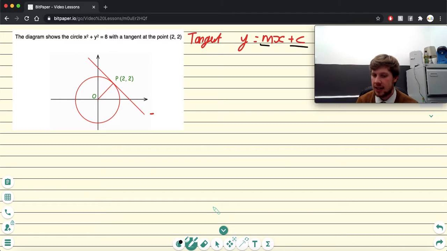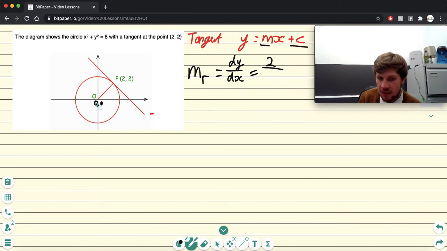We'll get onto that in a second, but first of all I'm going to work out the gradient of my radius, so I'm going to write m subscript r. My radius gradient is the difference in my y values divided by the difference in my x values. They always start at the origin, so from 0 to 2, the difference in y is 2. The difference in x, from 0 to 2, is also 2. So the gradient of my radius is 1.